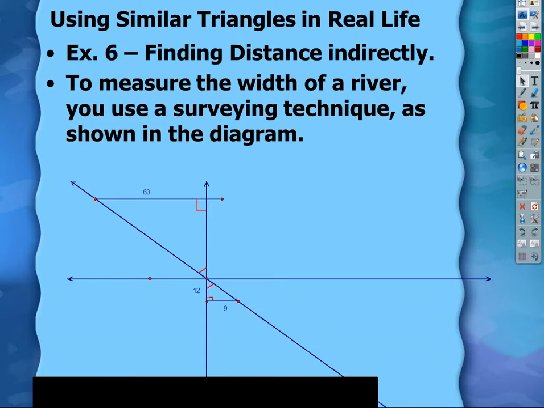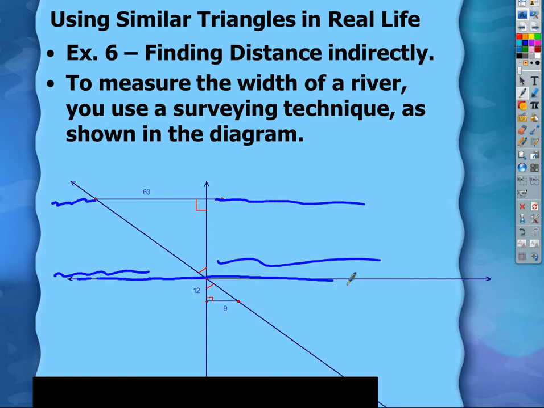Last one. So what about this then? This is kind of hard to see what's going on here, but this is like a survey problem. So we want to find the width of this river. So here's the river. It's flowing along like so. Here's one bank of the river. Here's the other bank of the river over here. There's the water flowing down the river.